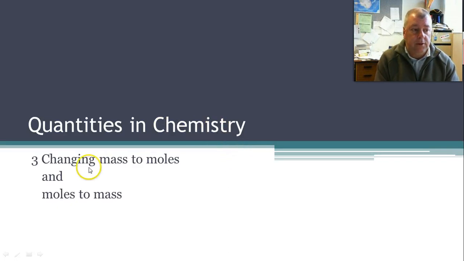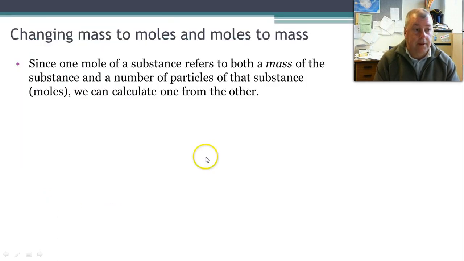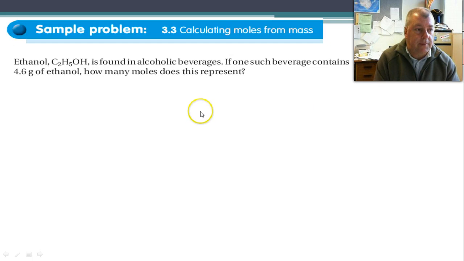In this one we're going to learn how to change mass to moles and moles to mass. Since 1 mole of substance refers to both a mass of the substance and a number of particles, remember when we did molar mass, and the number of particles in terms of Avogadro's number of the substance moles, we can calculate one from the other. Now let's just do a quick example and we'll see how it's done.